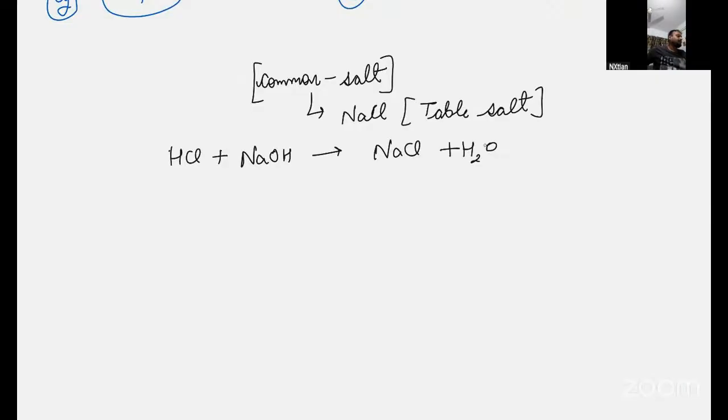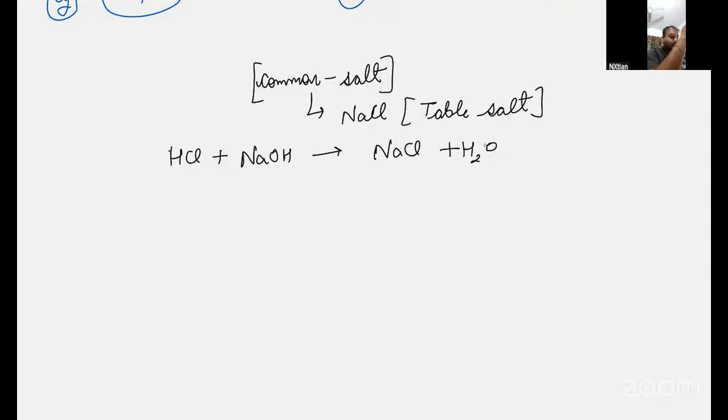Rock salt. Sir, okay, after rock salt what do we have to write in the bracket? काला नमक लिखना है रे. ठीक है. Okay, it is called as rock salt.